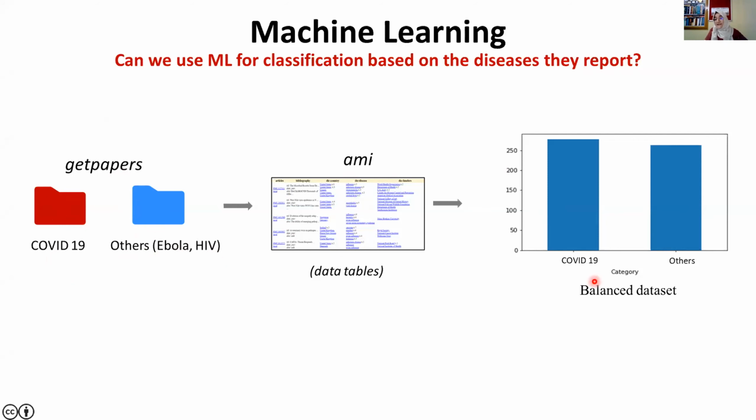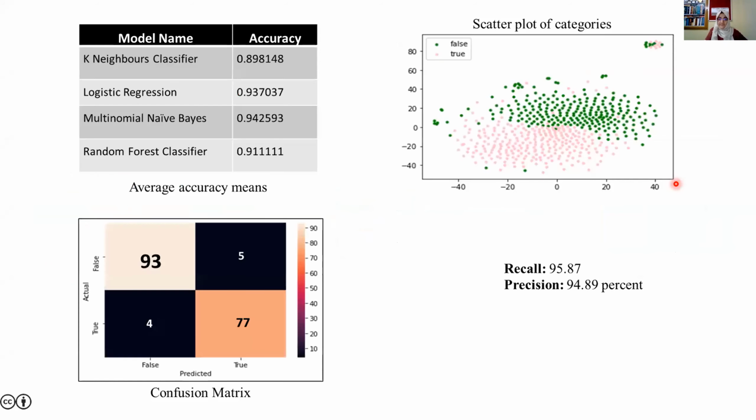And then we balanced the data set, and we ran multiple algorithms on the same to check which gave us the best mean accuracy. Then we picked up the binomial naive Bayes, and we performed further analysis and got this confusion matrix, which looks pretty good. And we also came up with the scatter plot, which is also not very bad. So the recall of this was 95.87%, and the precision was 94.89%.